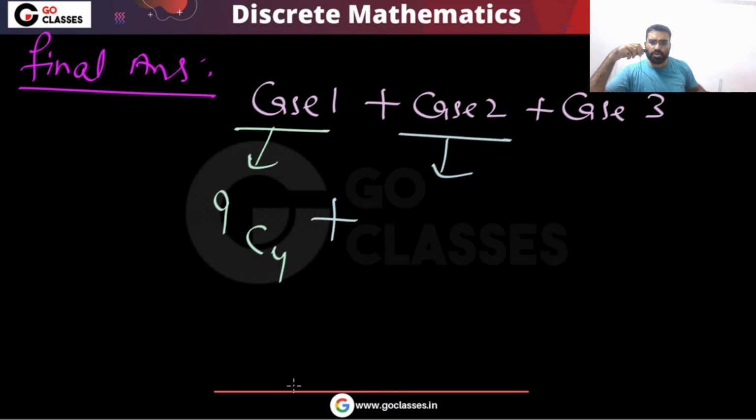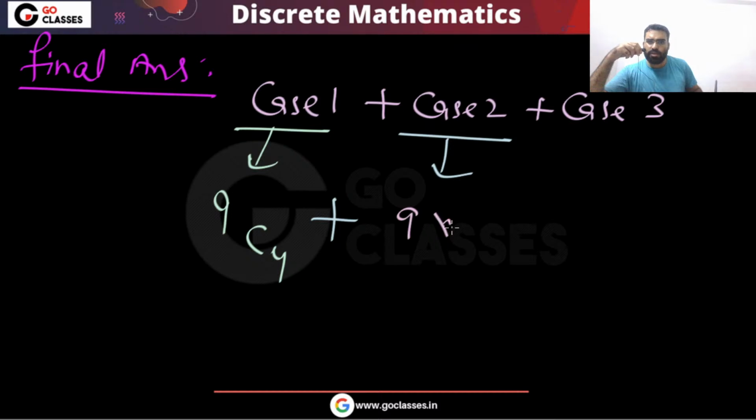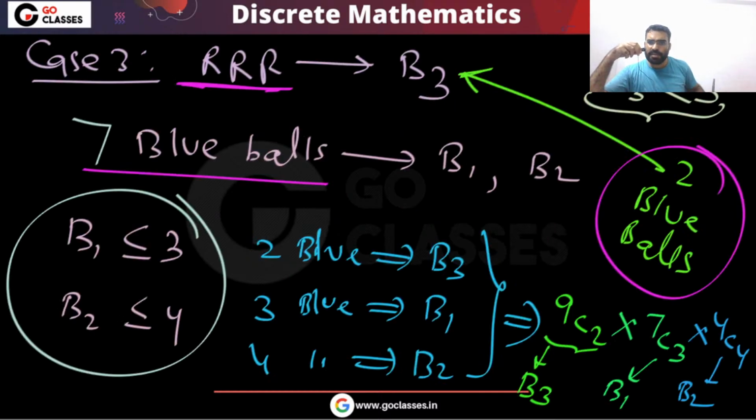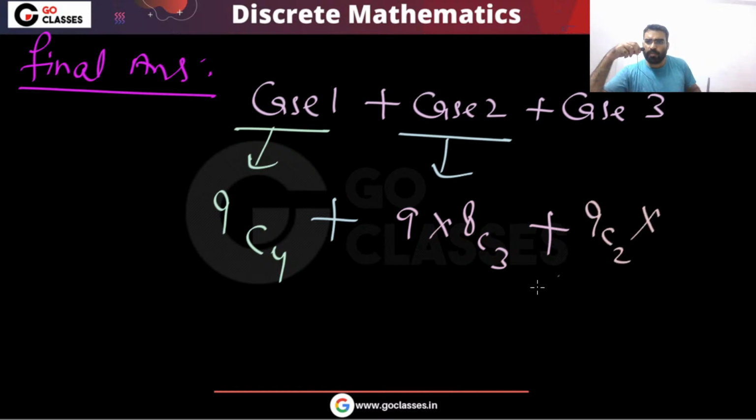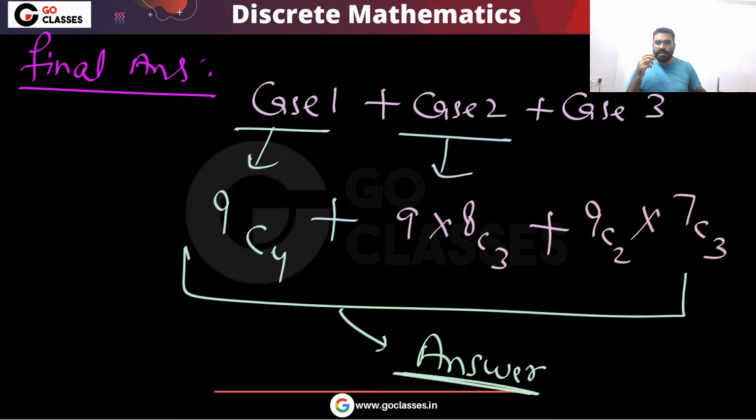What is the answer for case 2? The answer for case 2 is 9 into 8C3. And what is the answer for case 3? That is 9C2 multiplied by 7C3. Okay, so you can add them. That will be your answer. Did you understand? Please tell me.